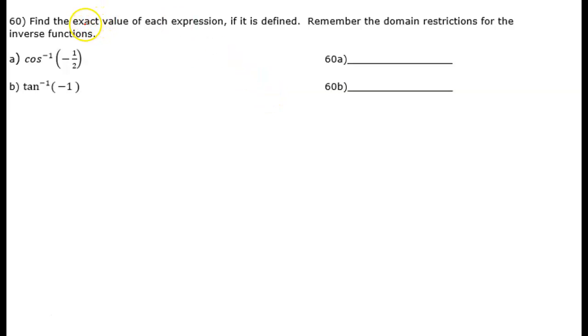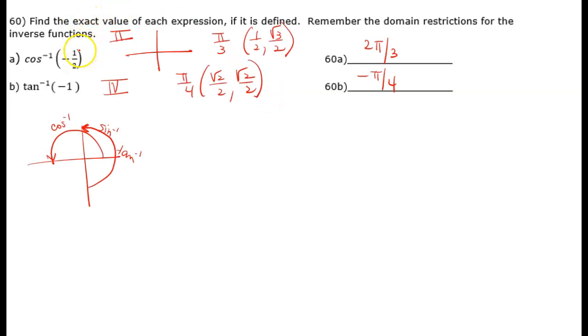Okay, this one's talking about inverse trig functions. So with inverse trig functions, remember that for inverse cosine, you're going to take answers from the first and second quadrants. For inverse tangent and inverse sine, you're going to take answers from the fourth and the first quadrant. Remember, in the fourth quadrant here, you want to write these as the negative of the answer.